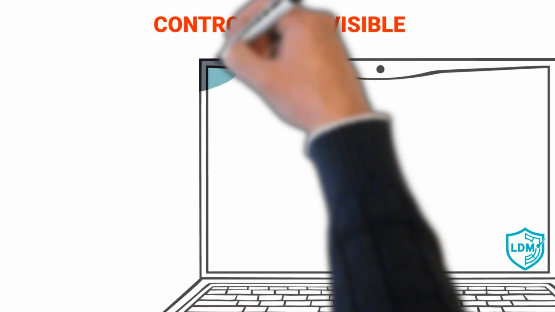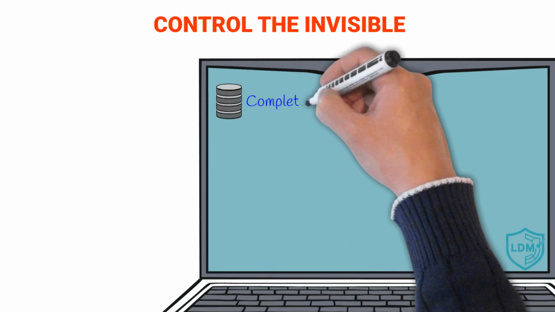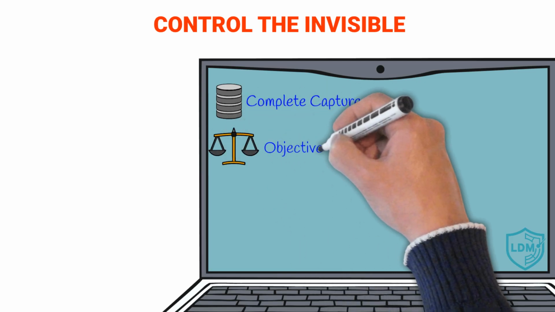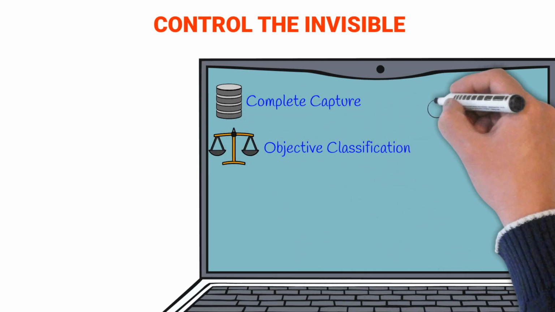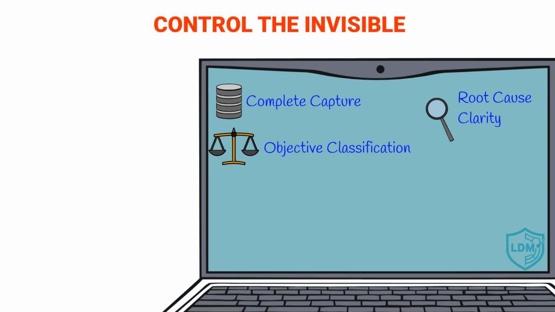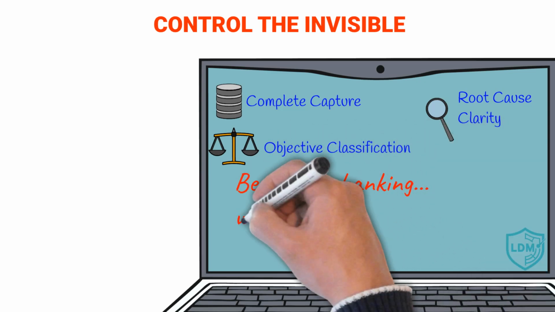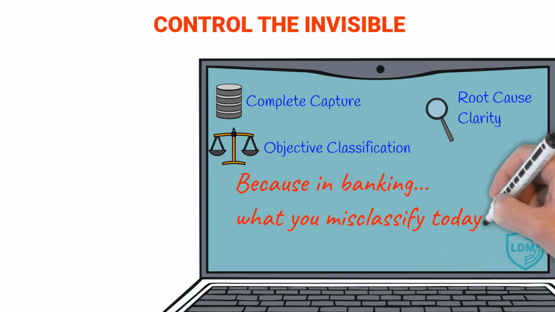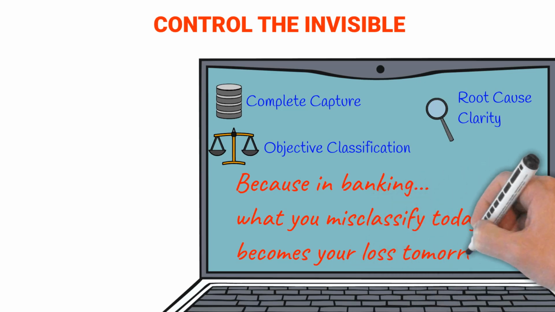To fix this, you need 3 things: complete capture, objective classification, root cause clarity. Because in banking, what you misclassify today becomes your loss tomorrow.